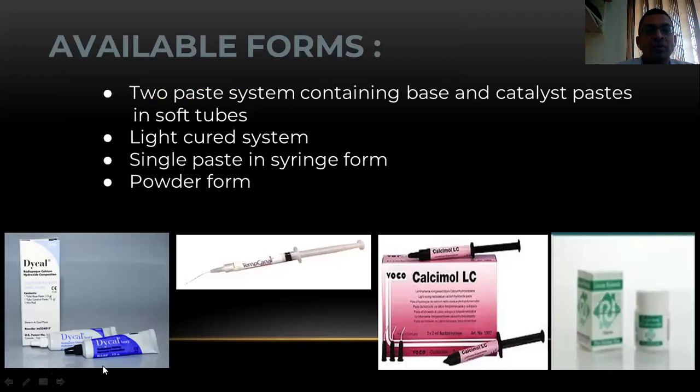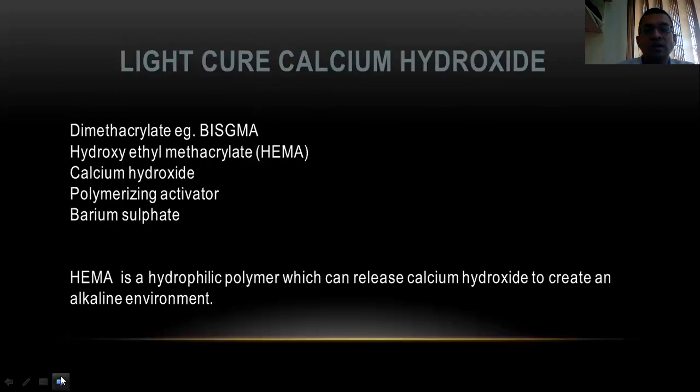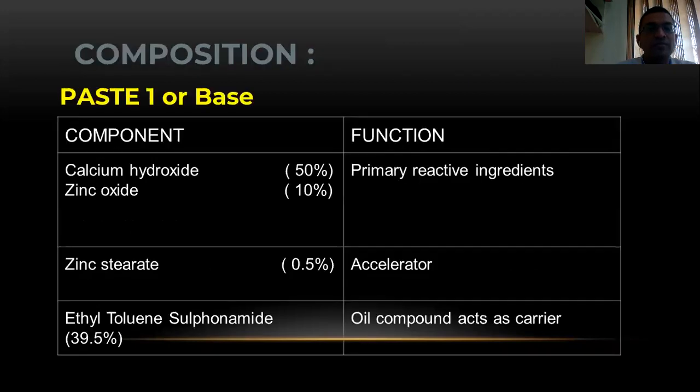Available forms. Two-phase system contains base and catalyst phase. Light cured system, single phase in syringe form, powder form. Now we'll see the light cured calcium hydroxide. This contains dimethacrylate, for example BisGMA, hydroxyethyl methacrylate, calcium hydroxide, polymerizing activator, barium sulfate. HEMA is a hydrophilic polymer which can release calcium hydroxide to create an alkaline environment.